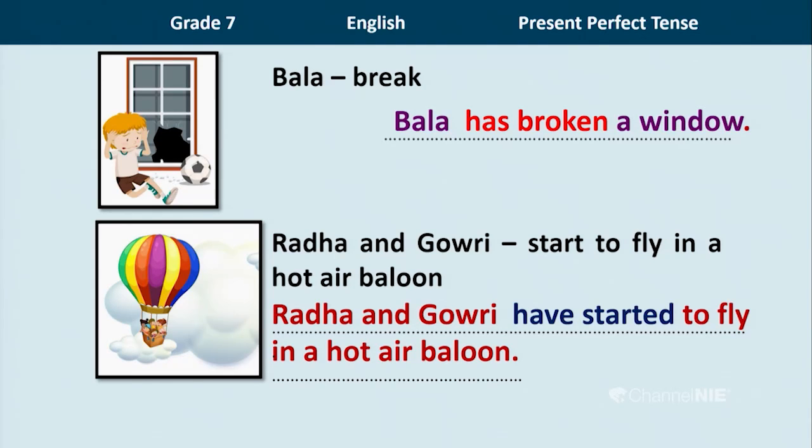Now children, we have come to the end of our lesson. Today we discussed present perfect tense. I think you can remember the formation of the verb. You have to use has or have with the past participle of the verb. We use has if the subject is singular. We use have if the subject is plural.